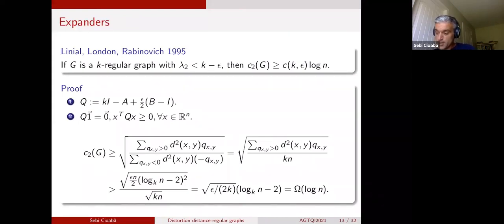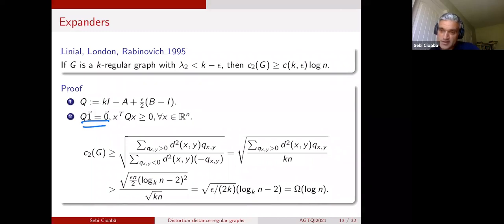And so it's defined as K times identity minus A plus epsilon over 2 times B minus I. Now, clearly, K I minus A, if you multiply by the all-one vector, you're going to get 0. And B is the adjacency matrix of a perfect matching, so it's a one-regular graph. So if you subtract I from it, it's also going to do the same thing. So that explains that Q times 1 is 0.